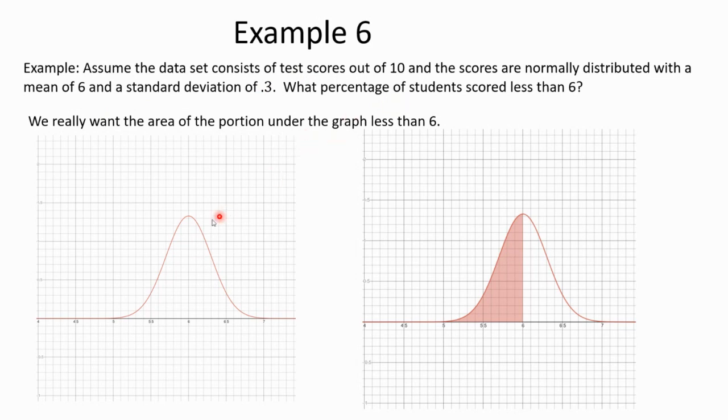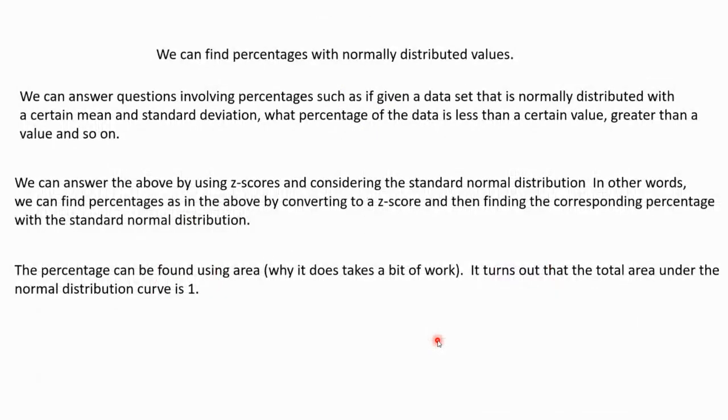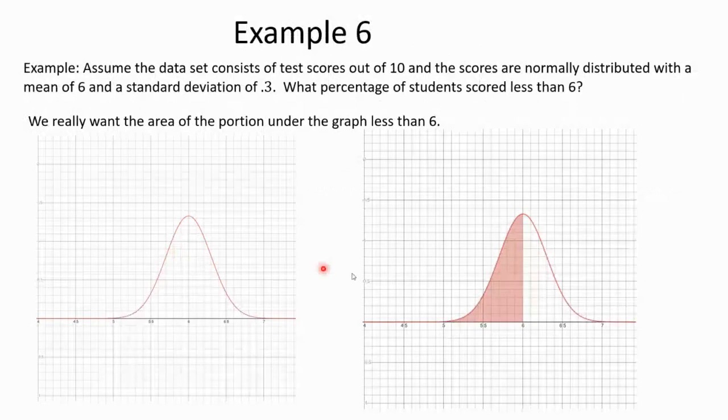Well, again, essentially what we want is, as I just said, the area under the graph above the x-axis to the left of the mean, which is what's shaded in here. So it's just like I said before, right? We're going to answer the question by considering area. That's basically how you answer this. And again, why is that? Well, that takes a little bit of work, but for now, we just accept it. So we would want the area under the graph to the left of 6.